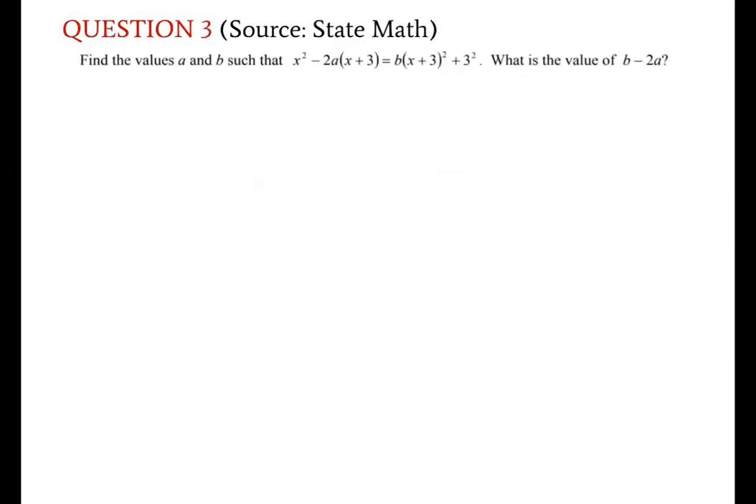So question 3, we want to find B minus 2A. So let's just first expand this whole equation out. So we can have x squared minus 2ax minus 6a, and that's equal to bx squared plus 6bx plus 9b squared, and then plus 9.